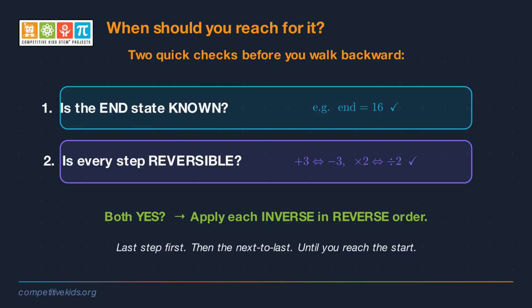Last action first. Apply the inverse. Then the next to last. Keep going. You arrive at the start. This works for money, for recipes, for ages, for any chain of reversible actions with a known finish.